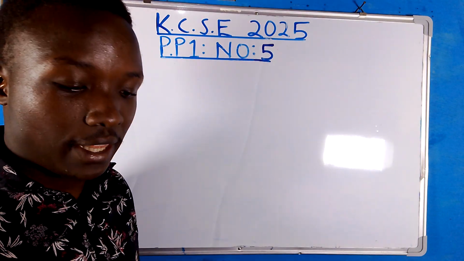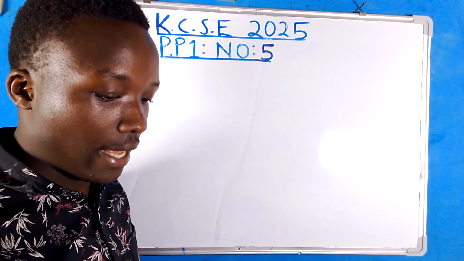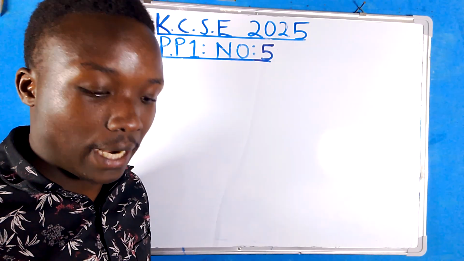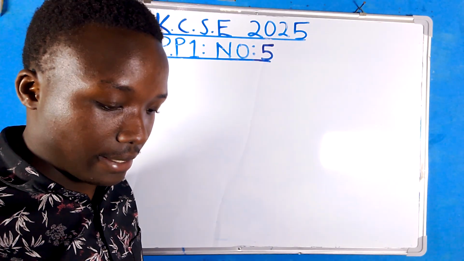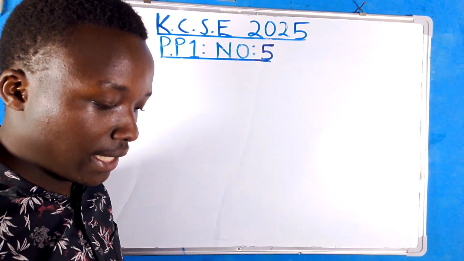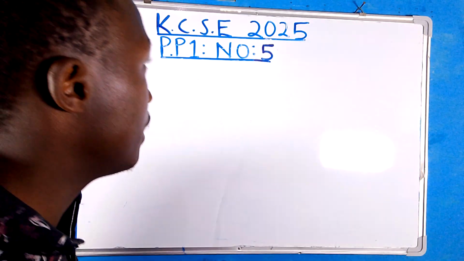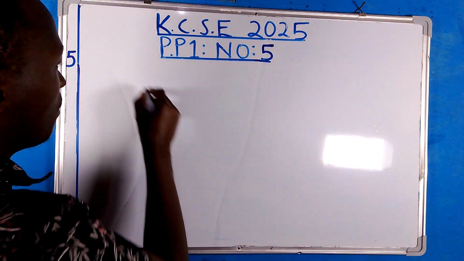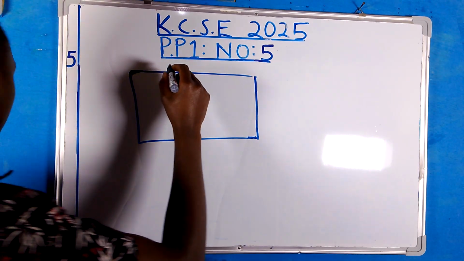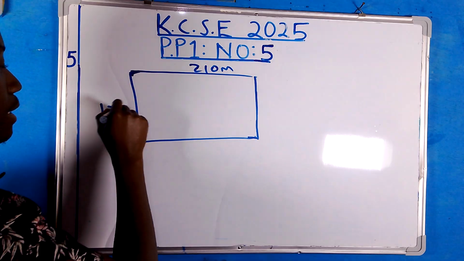The question reads: the following figure represents a rectangular farm PQRS of length 210 meters and width 120 meters, drawn on a grid of 1 centimeter squares. The dotted area inside the farm represents a flooded section. Estimate in meters squared the area of the farm that is not flooded. So in that question, we have been told we have a farm in the shape of a rectangle, and it measures 210 meters by 120 meters.